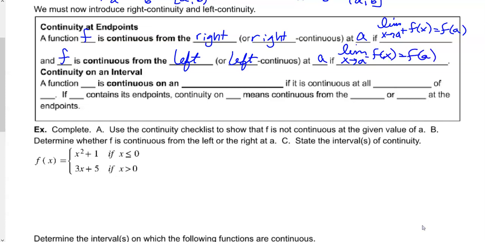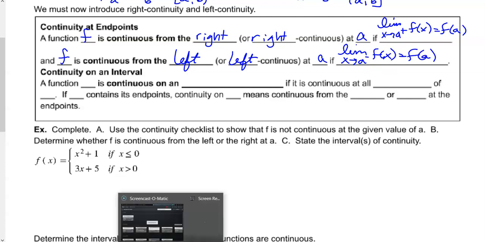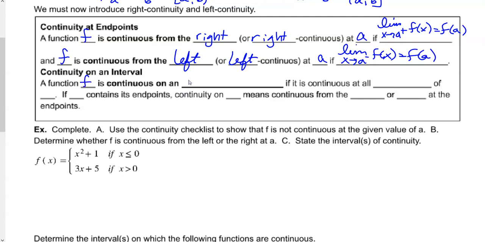So it kind of looks like the last step of the 3-step checklist to determine whether or not we have continuity from the right or from the left. Now, if we have continuity on an interval, a function f is continuous on some interval I if it is continuous at all points of I.